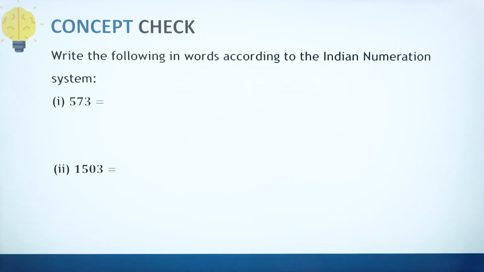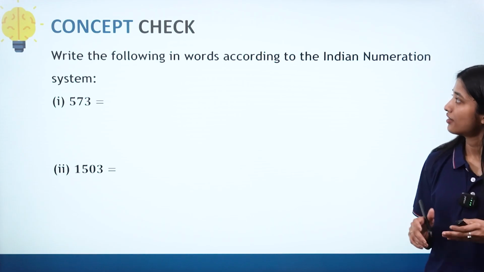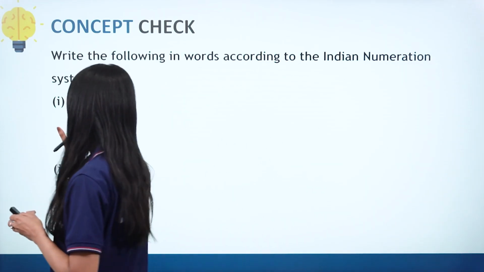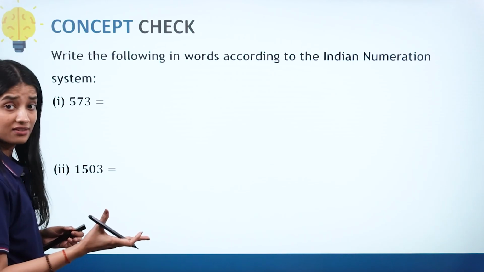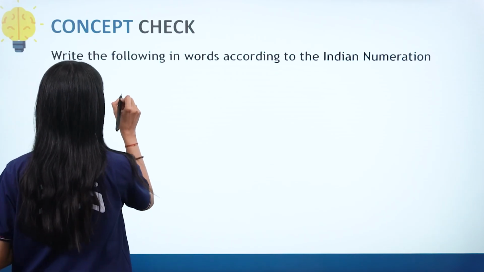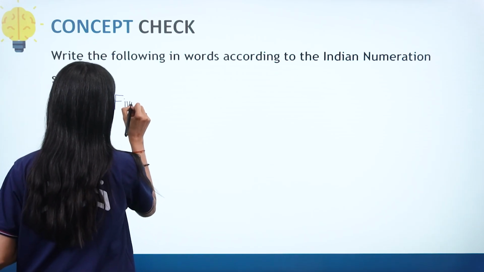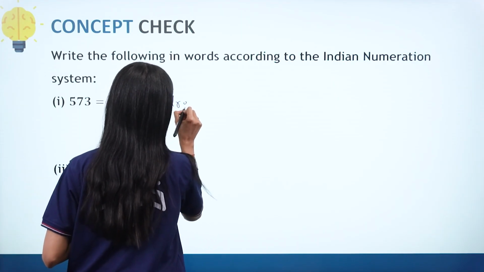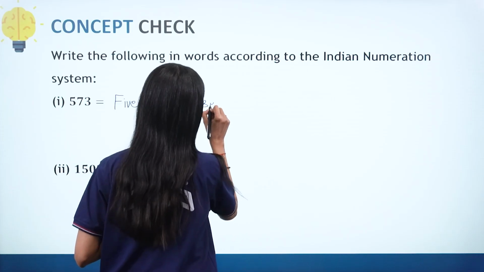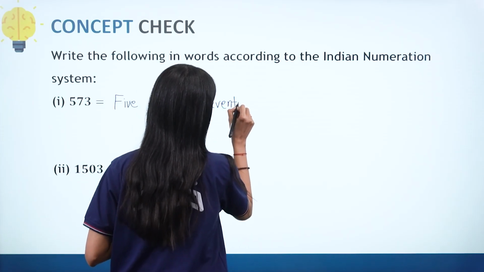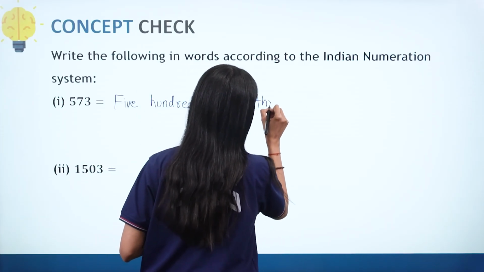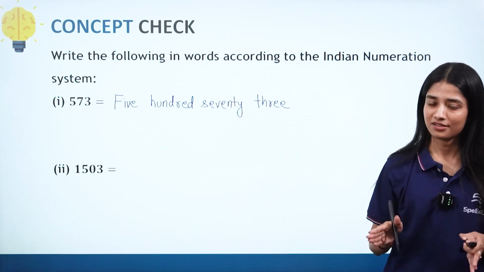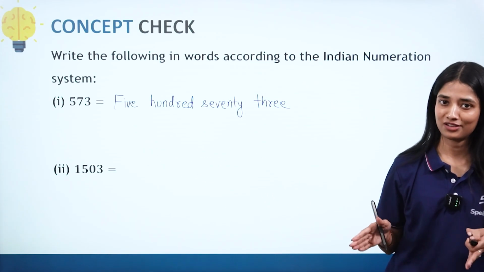Then we have some questions. Write the following in words according to the Indian numeration system. And the first question is this, 573. How will we read this number? We will read it as 573. This is how we will write this number in our Indian numeral system.